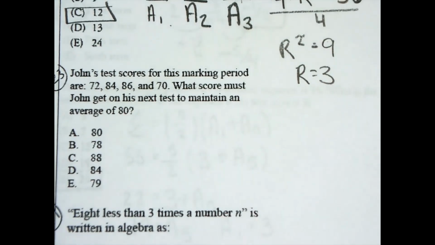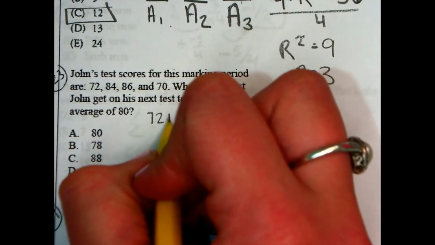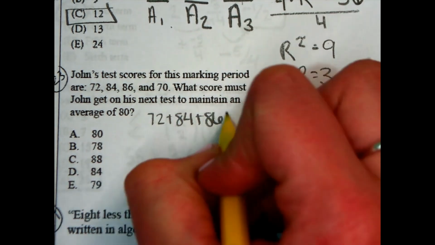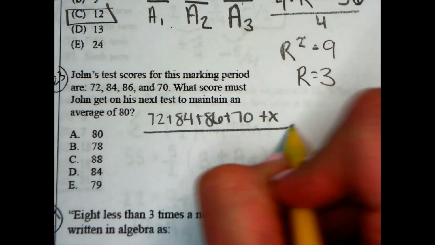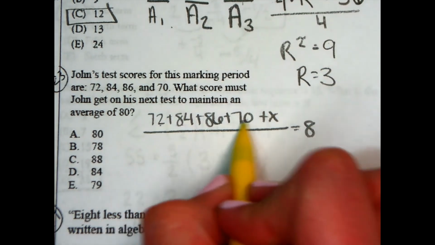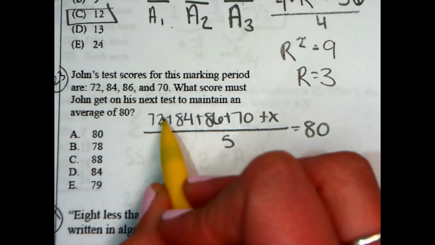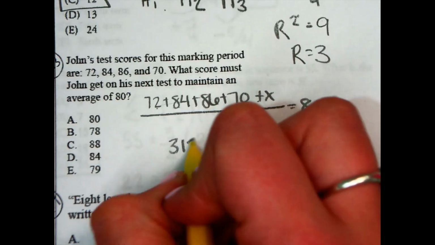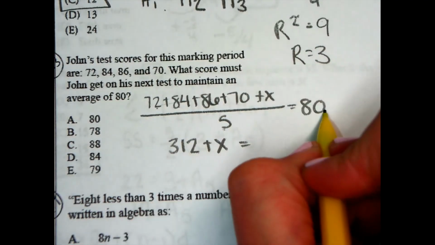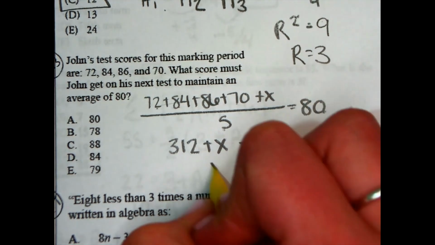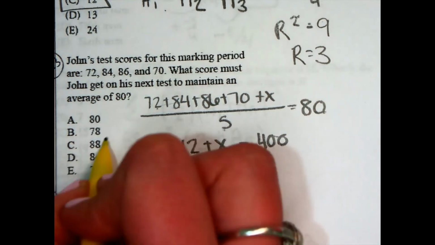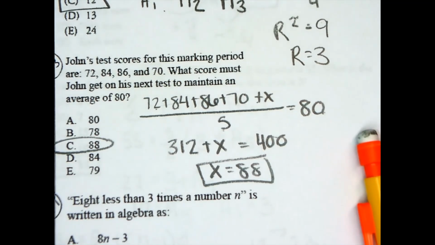Number 23: John's test scores for the marking period are 72, 84, 86, and 70. What score must he get to maintain an 80? So we've got a 72 plus an 84 plus an 86 plus 70 plus some unknown score x. He needs an 80, so that's 1, 2, 3, 4, 5 scores. So I'm going to add the top, and I get 312 plus x. And then when I multiply both sides by 5, I get 400. So John must have an 88 on his next test to maintain a score of an 80.